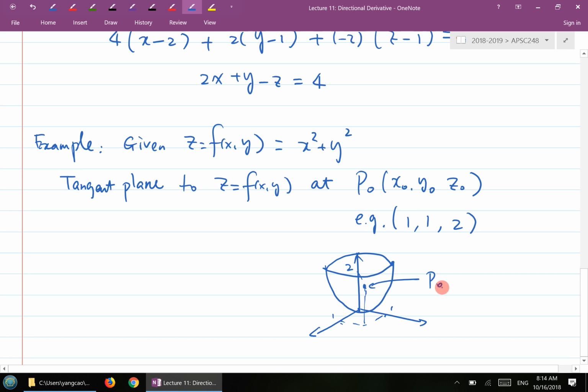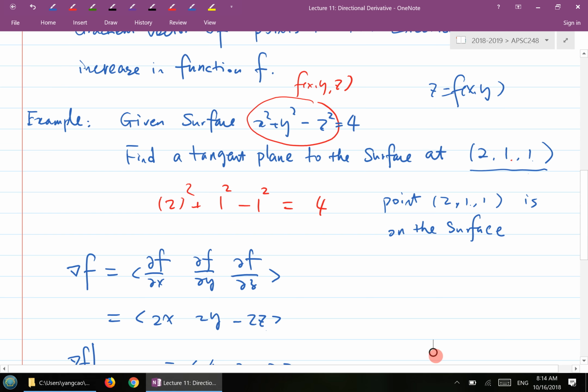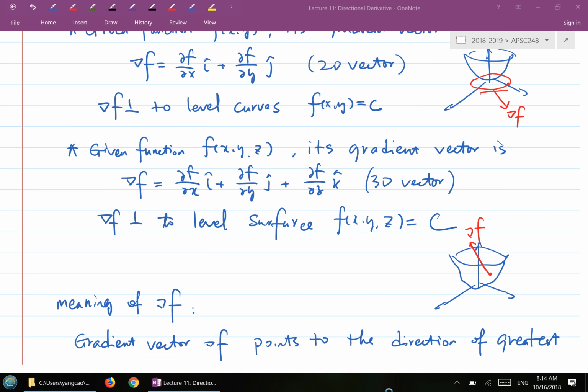Now, a very similar question, but what's not quite the same as the previous example is that the previous example was given a surface which is an implicit surface, so it's f of x, y, z equal to a constant. That's exactly the format like this one here.